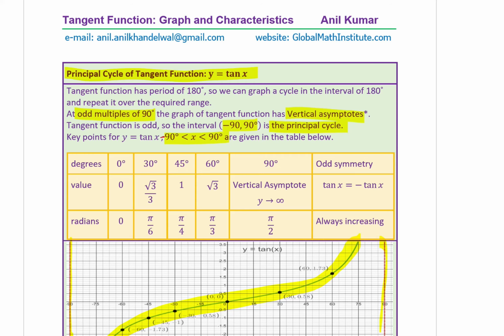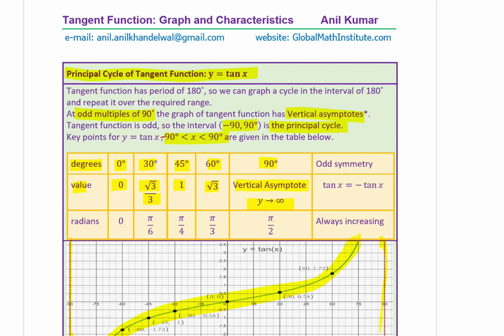So that is how we are going to do it. Always we'll try to sketch it within the domain from greater than minus pi by 2 and less than pi by 2. That is how we're going to do it, correct? So let's have some values for the tangent function. For degrees 0, 30, 45, 60 and 90, we know the values are 0, square root 3 over 3, 1 and square root 3. Now, for 90, we know it is a vertical asymptote, and so y approaches infinitely large value. That is from the left side, correct?